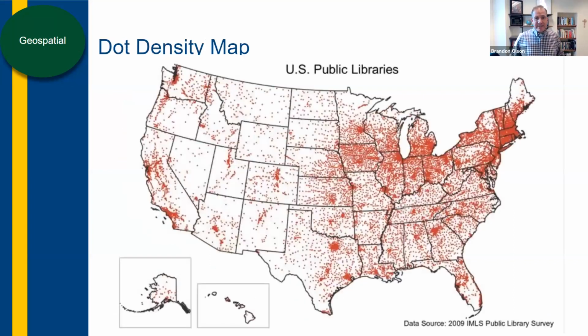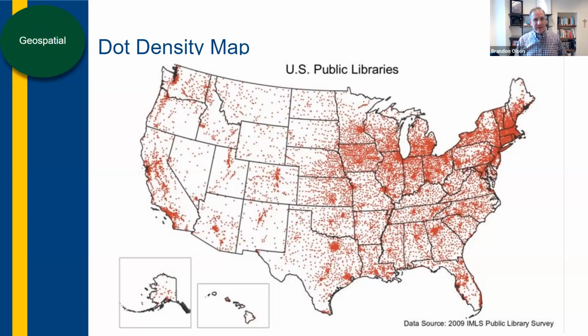Now, here's a dot density map. This shows public libraries across the United States. So each dot represents a library. And as a collection, we can see which areas of the country have the most libraries by the density of these dots. So it's another way to use geospatial data to represent another piece of information.